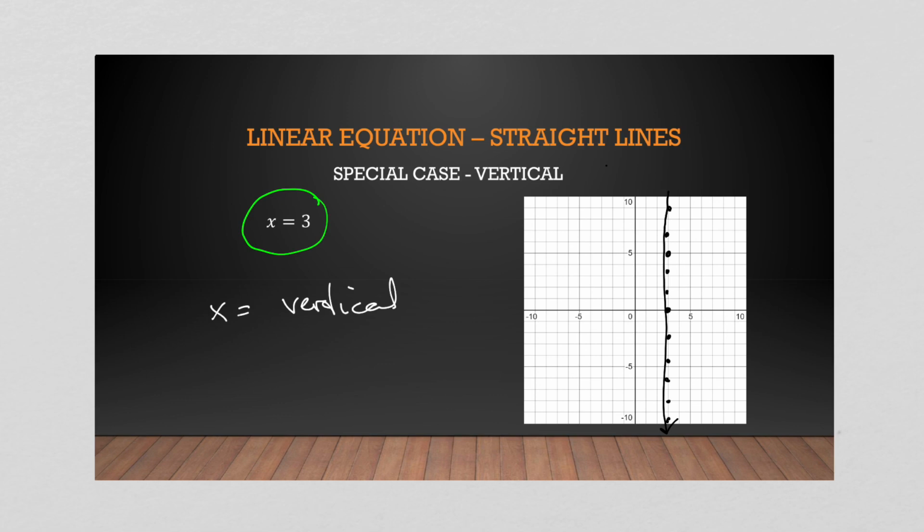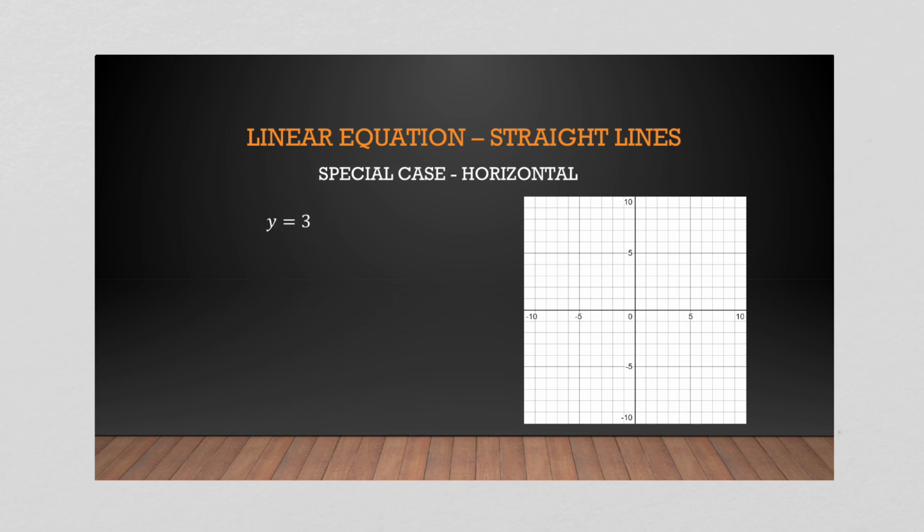I know that can be counterintuitive because the horizontal axis is the x-axis, but vertical lines are x equals lines. Similar vein, if you have y equals 3, where does y equal 3? Anywhere along this line. So that means a y equals line, anything y equals, is a horizontal line. Those are the special cases for linear equations.